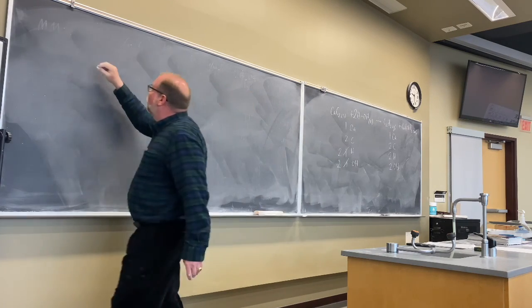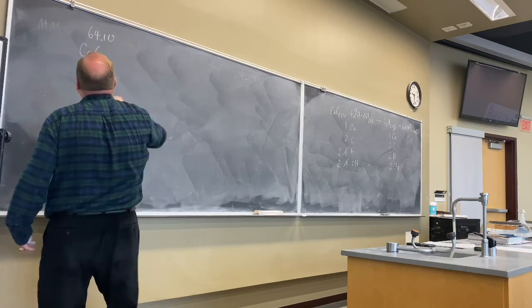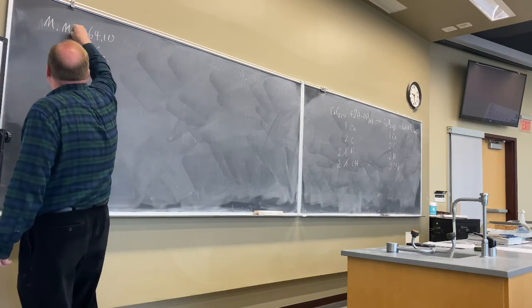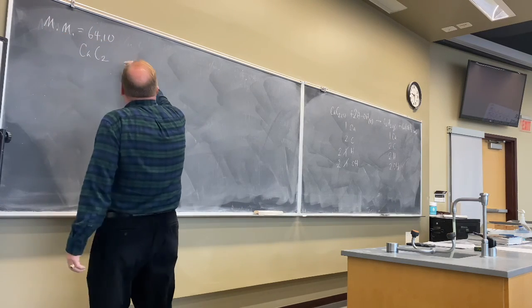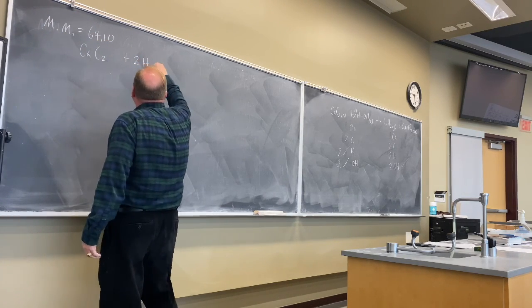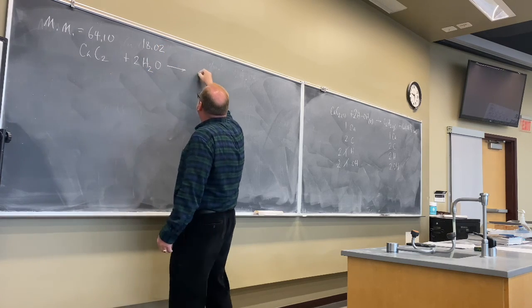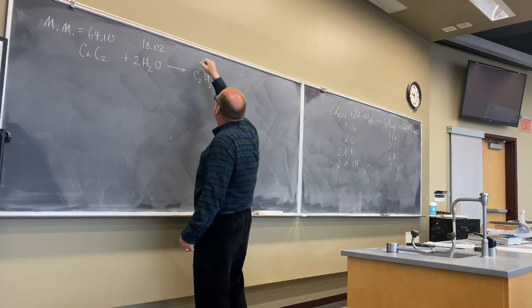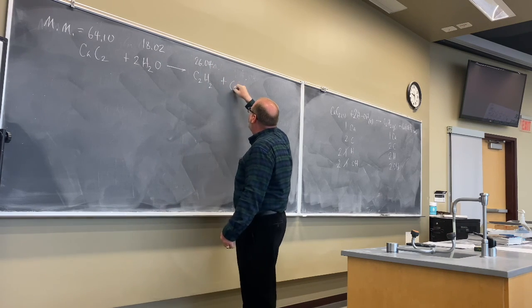So we have calcium carbide, 64.10. I'll write the grams from all the way at the end. Plus two water molecules, molar mass 18.02, yields acetylene, 26.04, and calcium hydroxide.